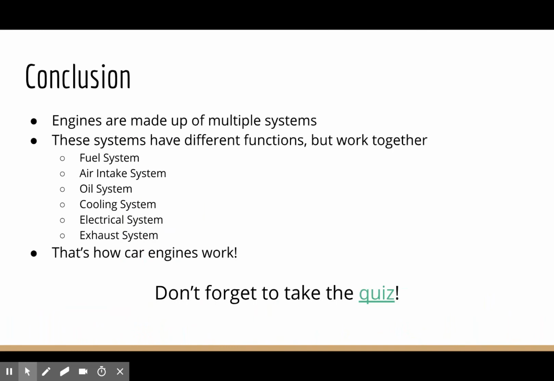Awesome. So in conclusion, we learned today that engines are made up of multiple systems. And although these systems are separate and have different functions, they all work together. And they're all really important to one another. So we have our fuel system, our air intake system, the oil system, the cooling system, the electrical system, and the exhaust system. And so that's how car engines work.